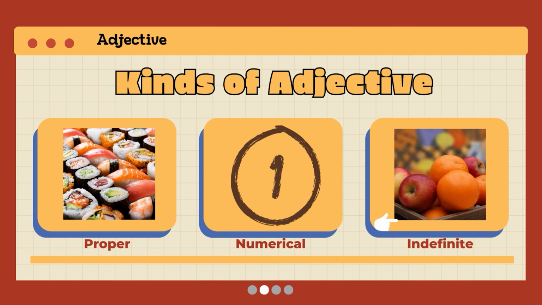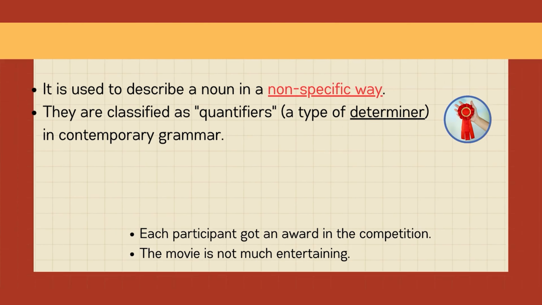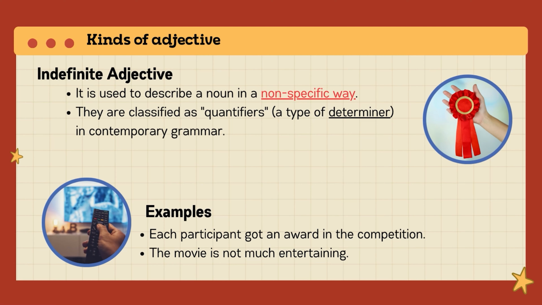Now we are here on the sixth kind of adjective, the indefinite adjective. Like the numerical adjective, the indefinite adjective limits nouns and pronouns by grouping them together or by saying how much of a quantity of something there is in a non-specific way. Instead of telling the exact number of the noun, or kung ilan yung nakikita, they quantify it by replacing the number with words like many, few, a lot, much, and so on.